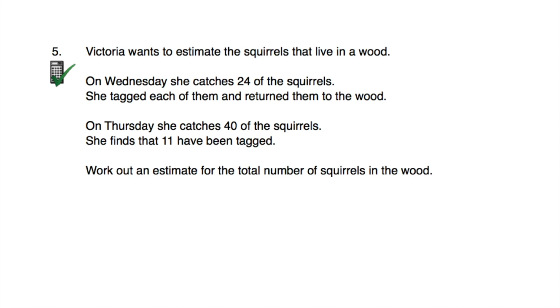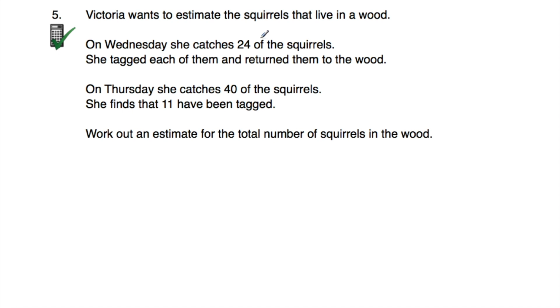Okay, let's have a look at our next question. Question number 5. Victoria wants to estimate the number of squirrels that live in a wood. And on Wednesday, she catches 24 squirrels. Let's call the number of squirrels in the wood N. She captures 24 squirrels, so she caught 24 squirrels to begin with, out of the total population, N, and she tags them.